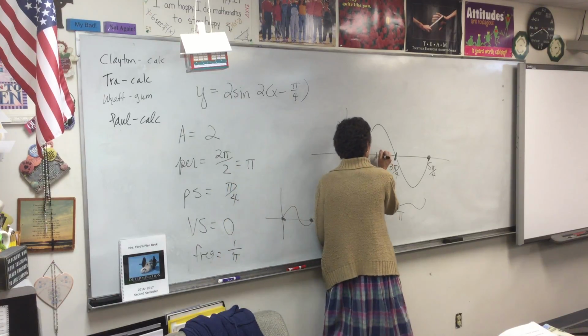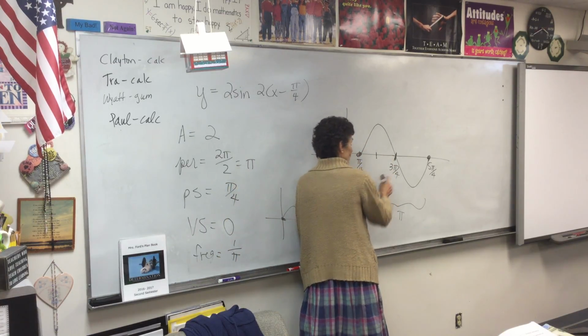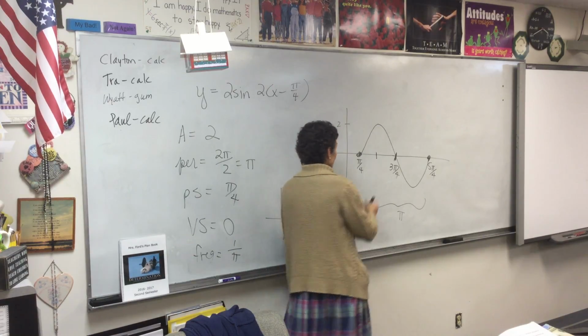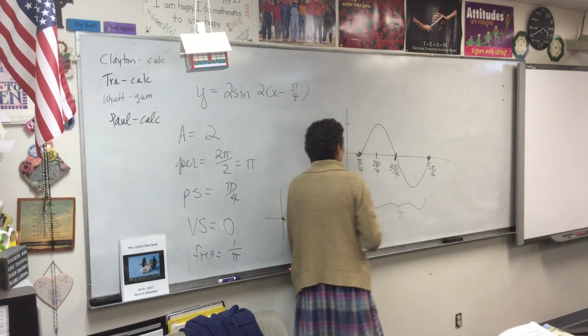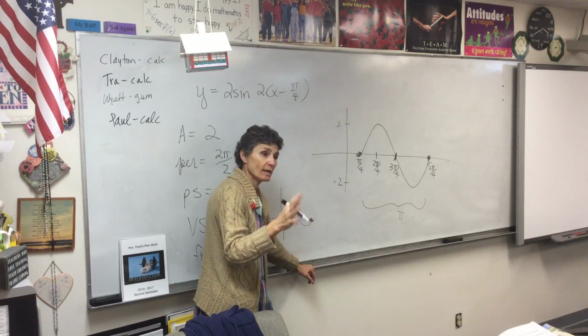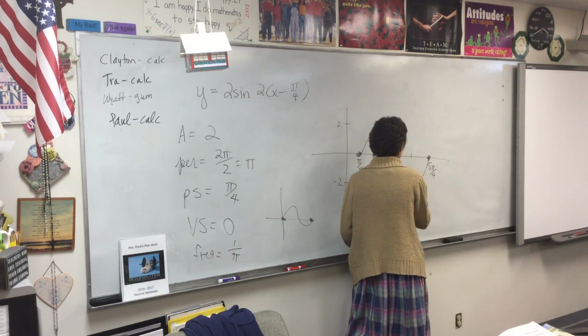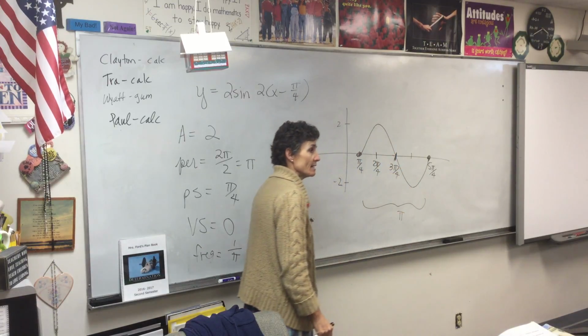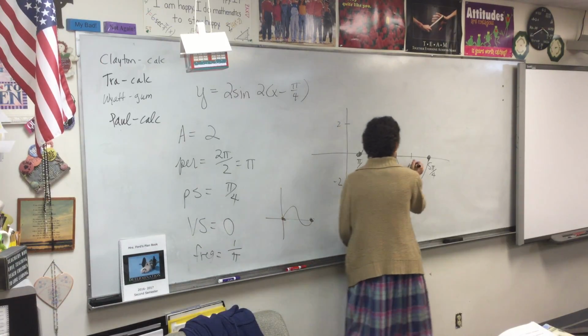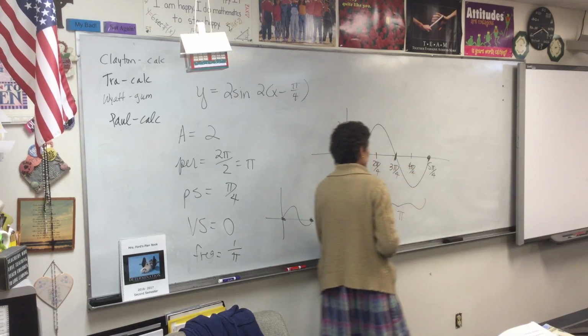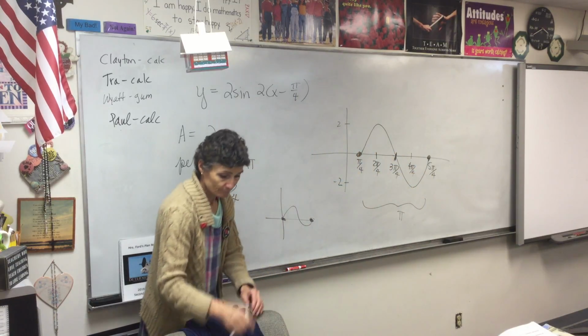Now we're going to do the same thing here. 1 and 3 makes 4, and half of 4 is 2. I know it reduces. You don't have to. You can if you want. Then we want the minimum point, the low point. 3 and 5 makes 8, and half of 8 is 4. And there is your picture.